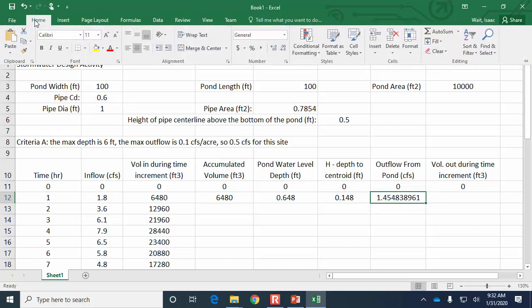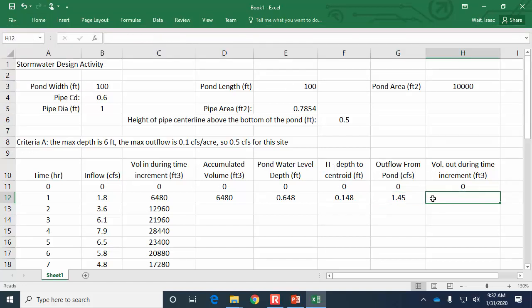So we're using the orifice equation even though it's not quite fully submerged, but if that's the outflow, then the volume out during the time increment is going to be that outflow rate times 3,600. So this is now the volume that's out.